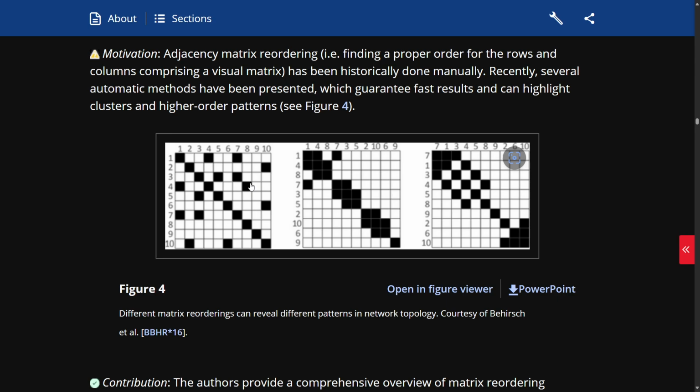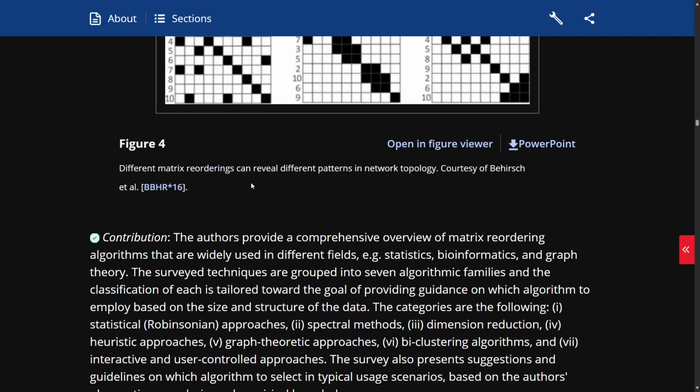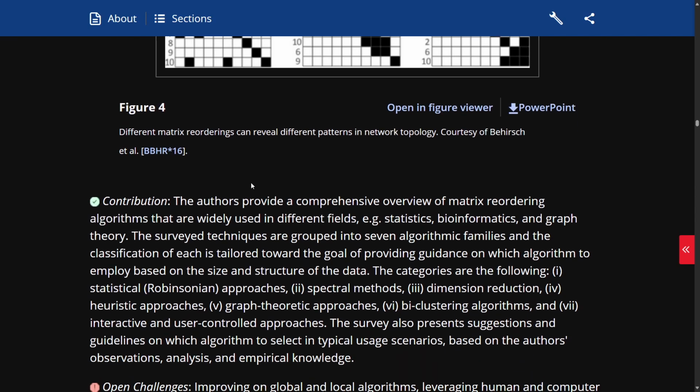BBHR 16. Image contribution. The authors provide a comprehensive overview of matrix reordering algorithms that are widely used in different fields, for example statistics, bioinformatics, and graph theory. The surveyed techniques are grouped into 7 algorithmic families, and the classification of each is tailored toward the goal of providing guidance on which algorithm to employ based on the size and structure of the data. The categories are the following.